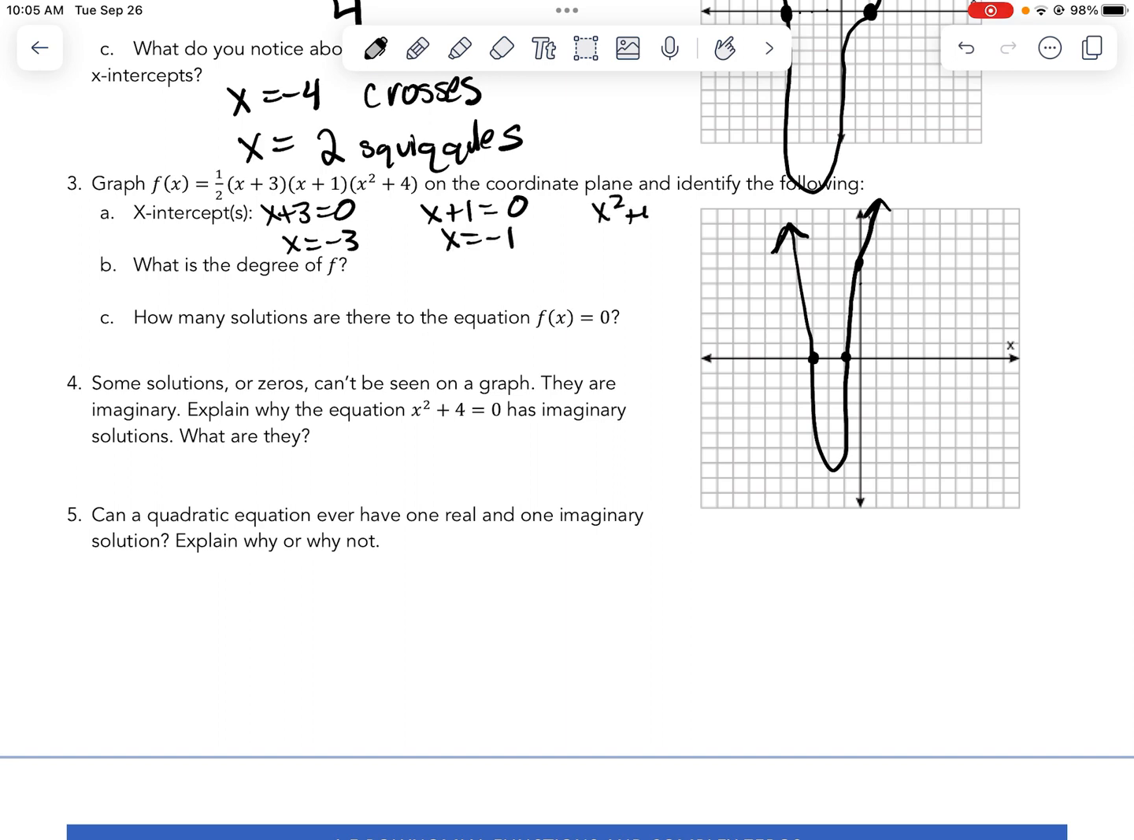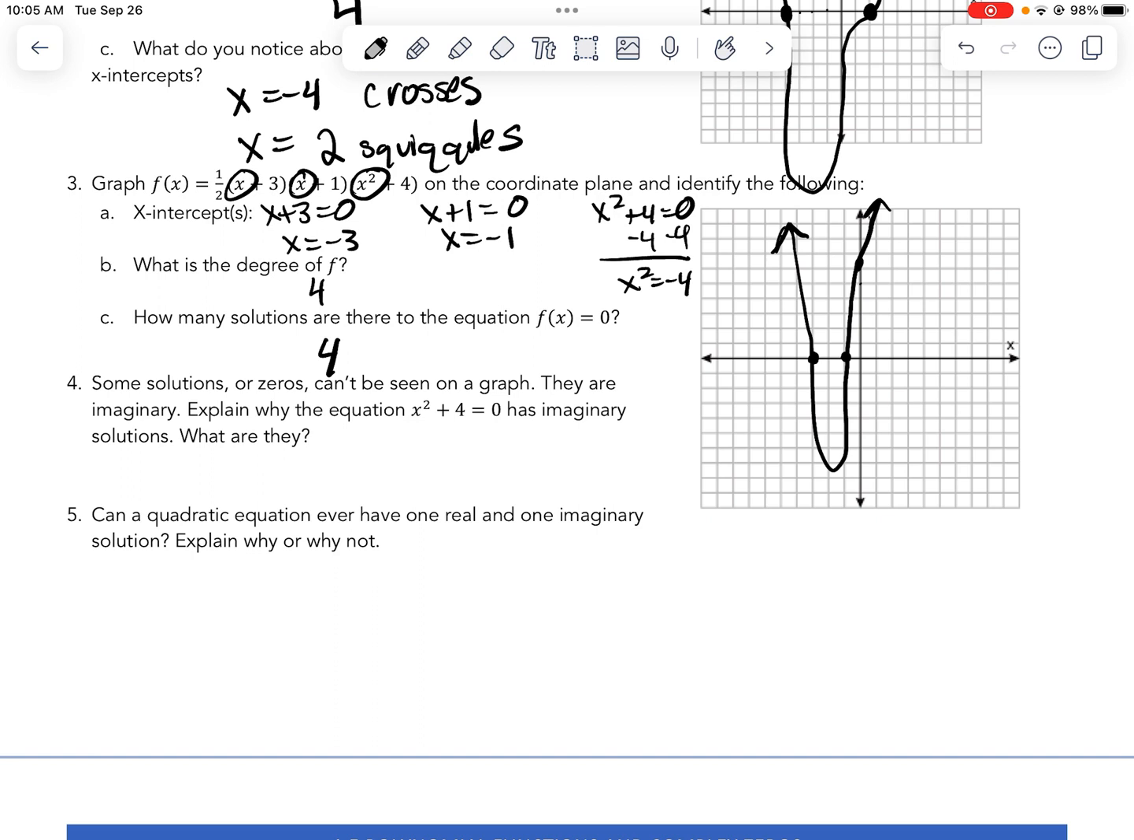But here, if I solve this, there isn't anything squared that'll give me -4. So there's only the 2 x-intercepts. In the degree, there's 2 x's, 3, and 4. So how many solutions are there to this equation? Well, there's got to be really 4 solutions, because there has to be some sort of answer here.